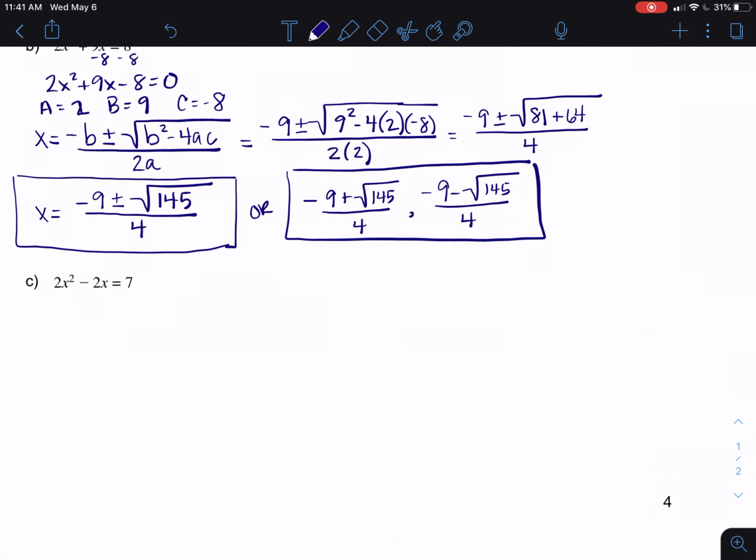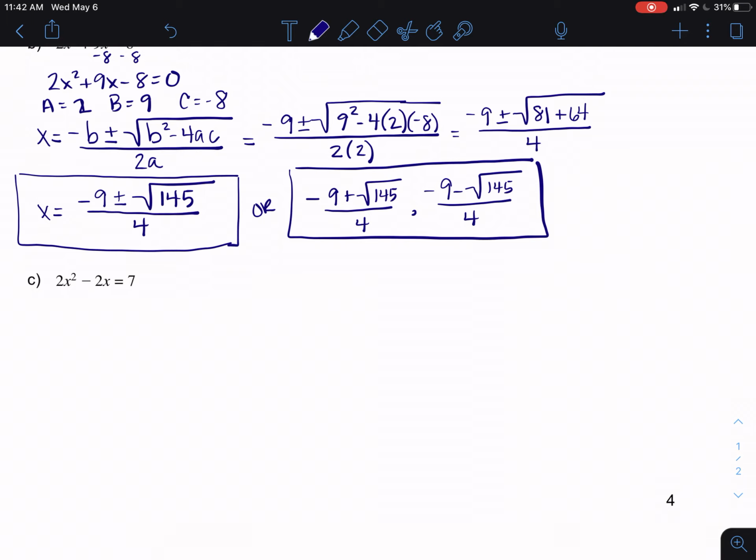And looking at C, we have 2x squared minus 2x equals 7. So if we subtract the 7 to the other side, we have 2x squared minus 2x minus 7 equals 0. So a equals 2, b equals negative 2, and c equals negative 7.